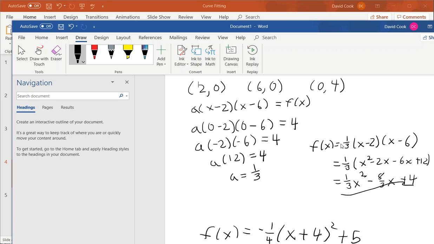Whoops, I kind of drew over that. I apologize. Let me see if I can erase that line there. There we go. Okay. Let's take a look at another one.